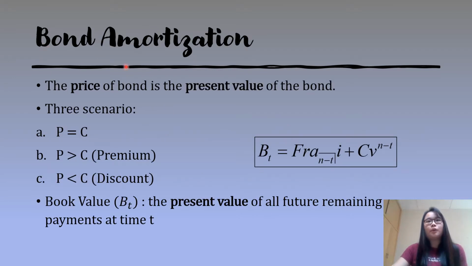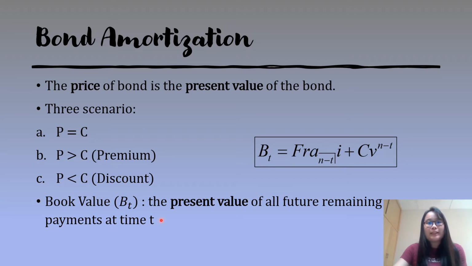So next is bond amortization. Recall that the price of the bond is the present value of the bond. So there are three scenarios. First, the price is equal to the redemption value. Second, the price is larger than the redemption value, which is a premium bond. Lastly, the price is lesser than the redemption value, which is a discount bond.